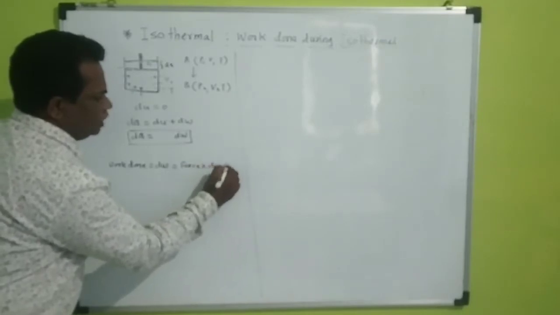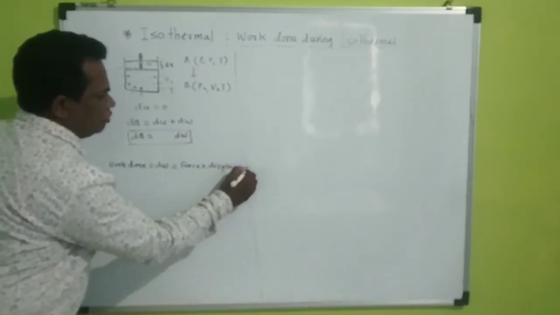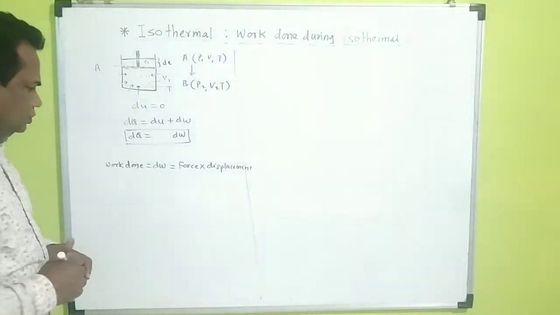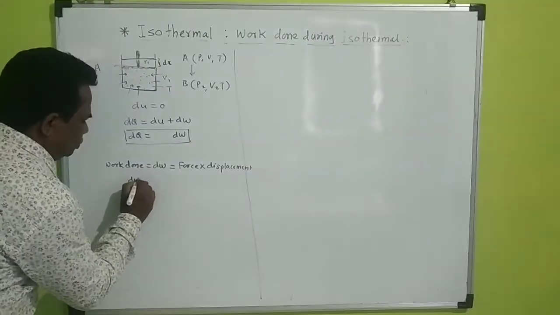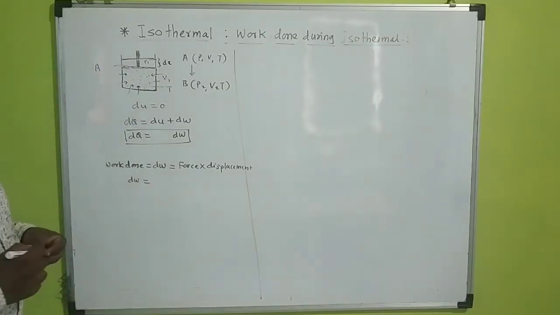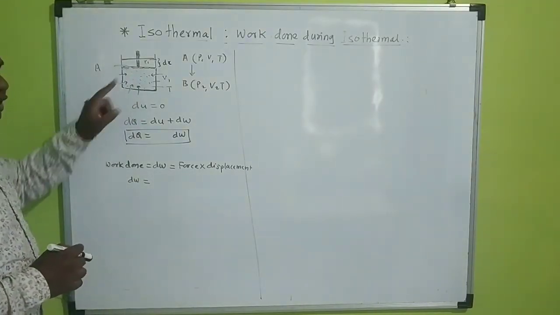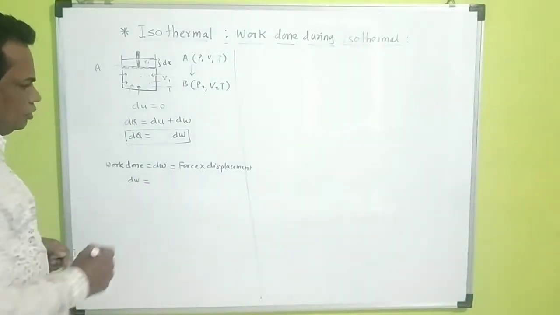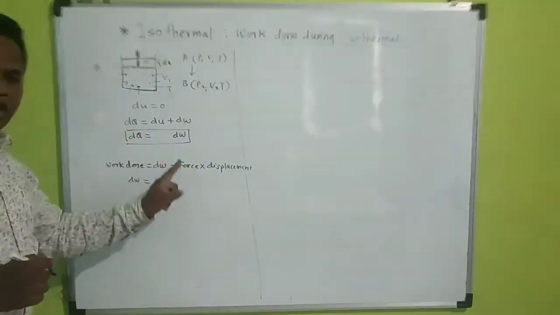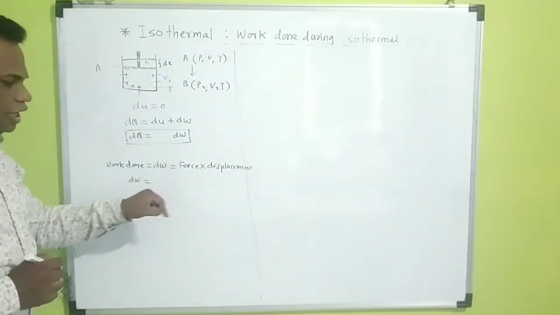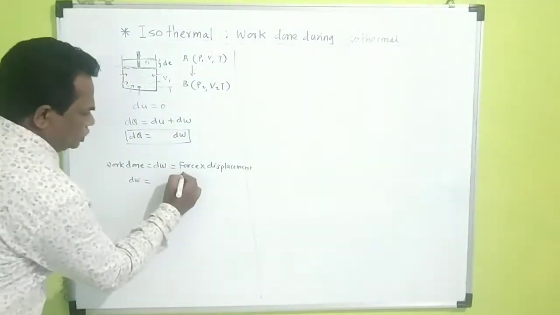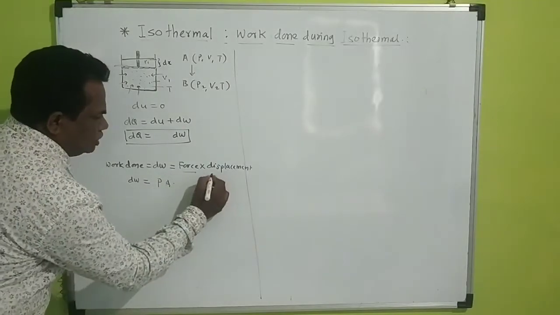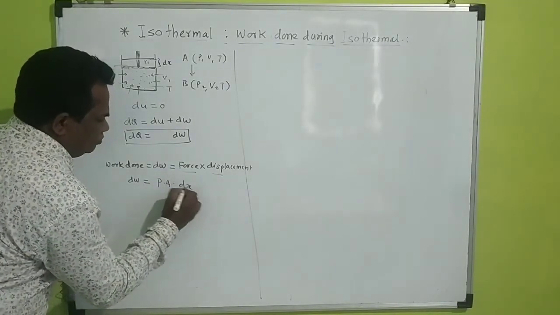You know the definition of work done. Work done is nothing but force into displacement. So dW is equal to, here what is force? Force is nothing but pressure exerted by the gas per unit area. So force divided by area is nothing but pressure. So force you can write as P into A, into displacement dx.